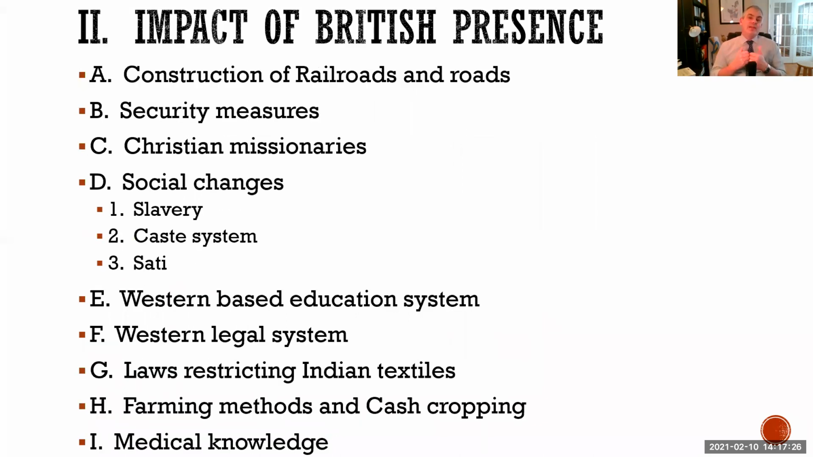So now we want to talk about the impact of the British presence. And as I talk about this, I want you to realize that this is both under the East India Company and under the British government, because India is going to split into who's controlling what when. So initially, it's going to be the East India Company until about 1858. And then after 1858, it will be the British Crown.